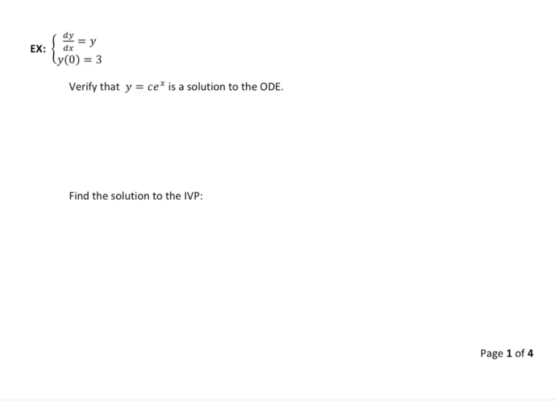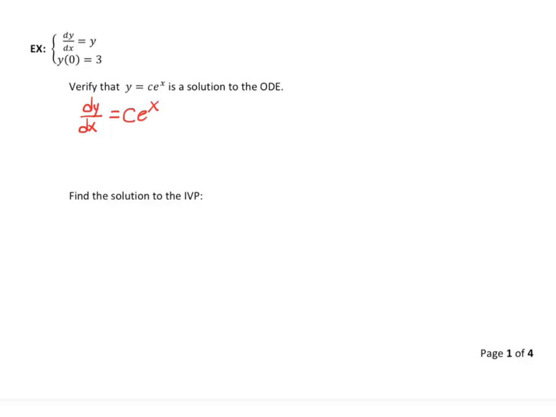So let's consider this particular initial value problem where we have dy/dx is equal to y, and then our initial condition is y of 0 is 3. Now you'll recognize this problem from calculus. It says that the derivative of a function is equal to itself, and we know that the function y equals c e to the x is a solution to this differential equation, because if you take the derivative of y equals c e to the x, you'll end up with c e to the x.